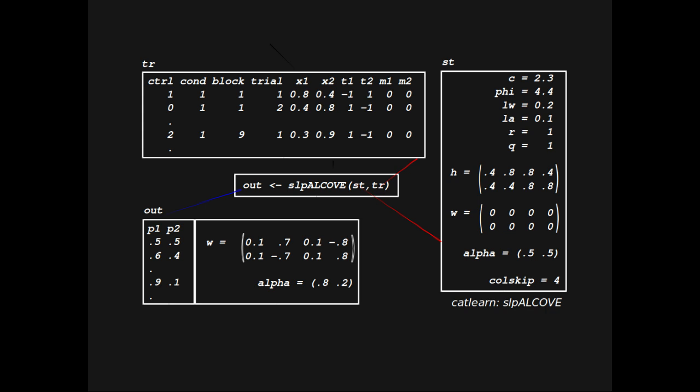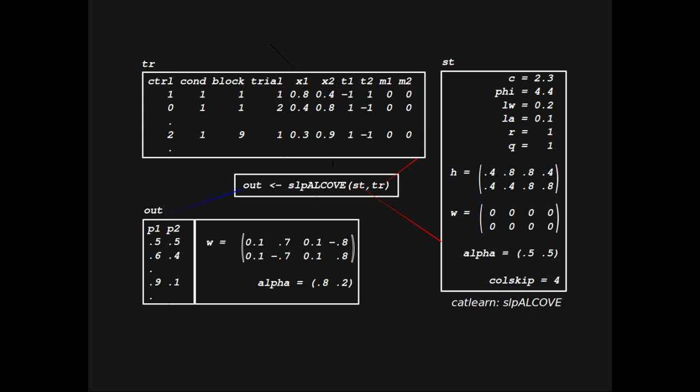You also have the tr array, that's the training array. The first few columns are not really that important for the purposes of today's demonstration. Starting at x1, x2, that's a representation of the stimulus, and then t1, t2 is a categorization model, so they represent the correct category membership. So the first item belongs to category 2, and we can ignore m1, m2 for the purposes of today.